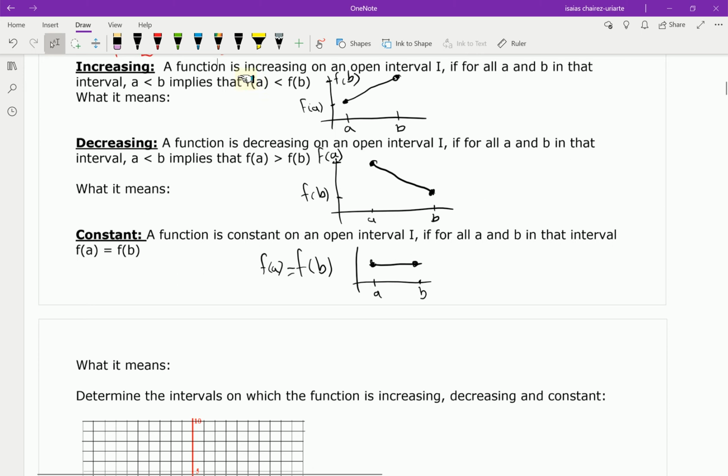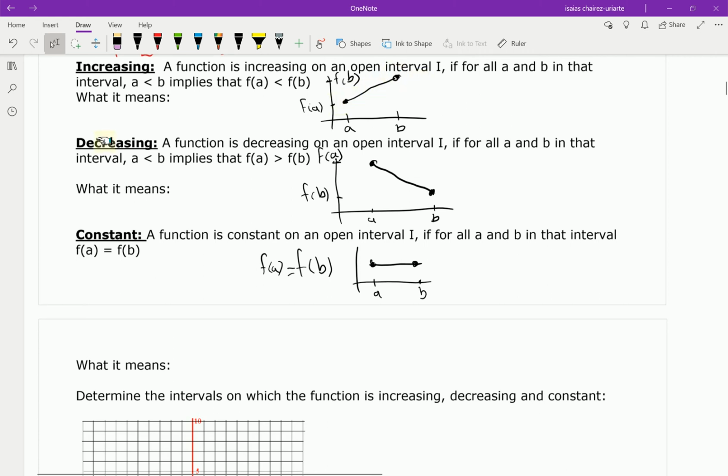That's quite a mouthful, but I sketched a little picture right here to show you what's going on. I have two values, a and b. This inequality says that b is bigger than a, so b is further to the right. For my function to be increasing, if b is bigger than a, then f of b should be bigger than f of a. So the y value f of b should be bigger than the y value f of a, and that means my graph is increasing.